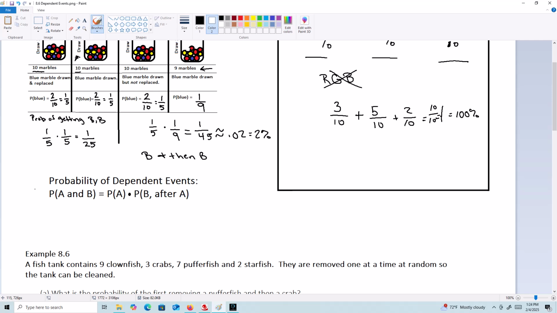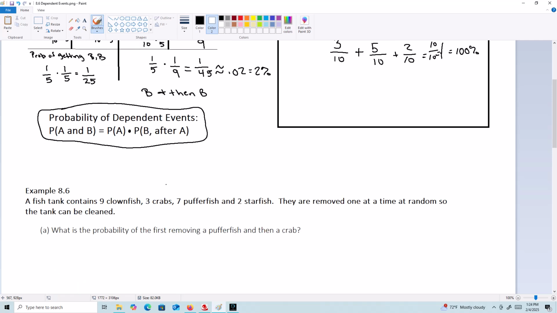And then here is the formula for finding the probability of a dependent event. You're going to find the probability of event A and then multiply it by the probability of event B after removing the effects of A. So we're going to walk through some examples real quick.